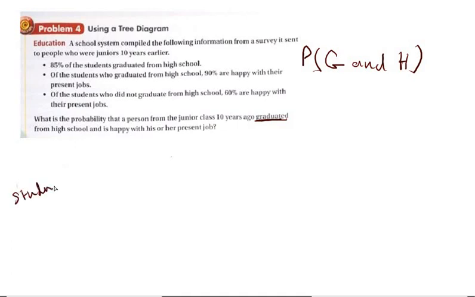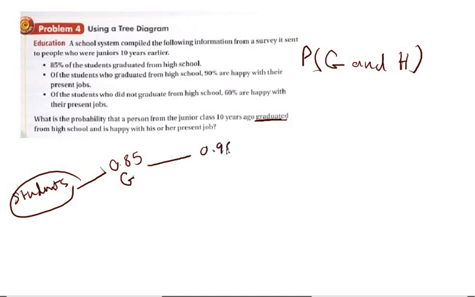This is the total number of students. 85% of them graduated, or you can represent it as a decimal number, 0.85. Of the students who graduated from high school, 90% or 0.90 are happy. So the rest is 0.10 who are not happy with their present jobs.